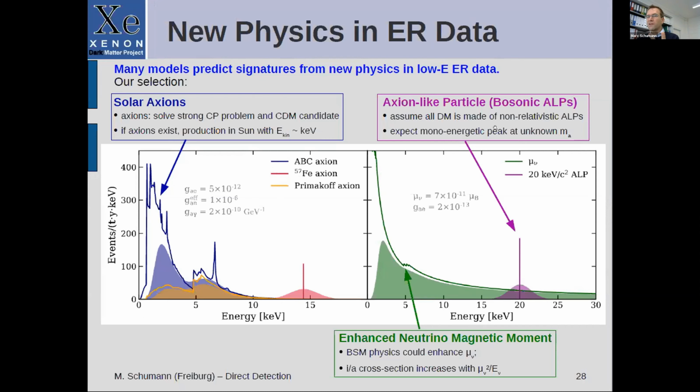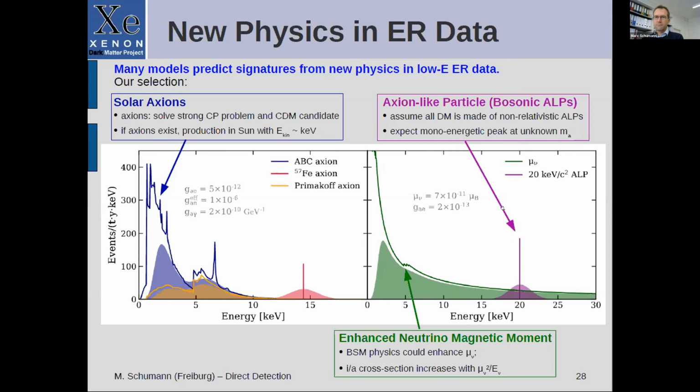Axion-like particles, bosonic axion-like particles, could be a dark matter candidate. They would lead to lines at their rest mass. And the third thing that we wanted to look into is enhanced neutrino magnetic moment. So neutrinos have an expected magnetic moment, which is extremely small, but beyond the standard model physics could enhance that, and the cross-section would increase exponentially towards lower energies, depending on that neutrino magnetic moment. So it's basically an exponentially falling spectrum.